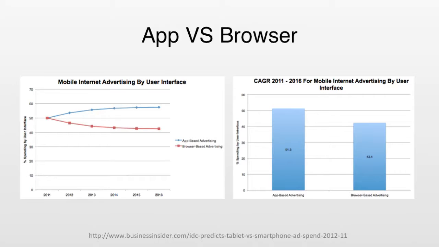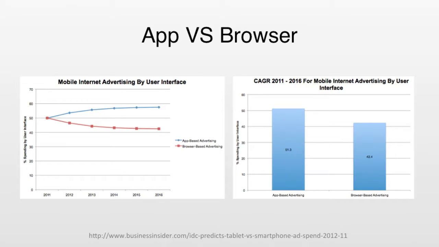However, these two charts show that the mobile internet advertising by user interface, that browser-based advertising is actually going to be a smaller percentage over the next 6 years than app-based advertising. I think there's going to be a lot of factors that are going to come into play here. For example, is Apple going to let up on what they charge publishers to be able to be part of their platform? Are they going to charge less?